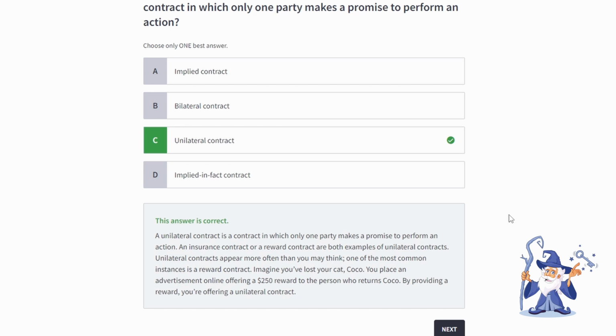So let's do an example quickly. So let's just say maybe you lost your cat named Coco, and you place an advertisement online offering a $250 reward to the person who returns Coco. By providing a reward, you're offering a unilateral contract. Because again, it's not bilateral. The people looking for the cat, they don't have to do that. They didn't agree to do that. It's unilateral. It's essentially their option. Again, one person is involved. Uni is one. Make sense?